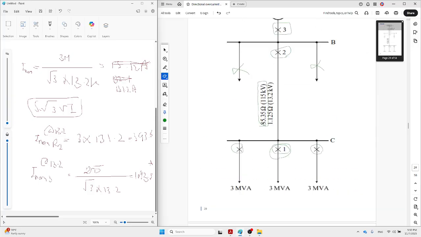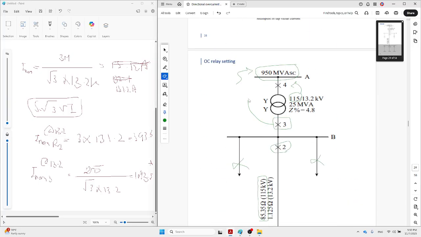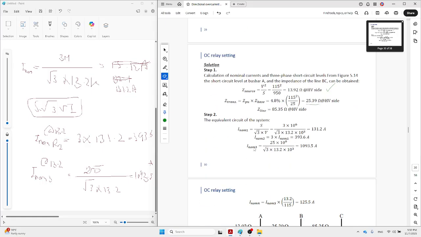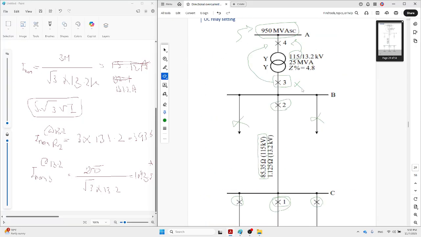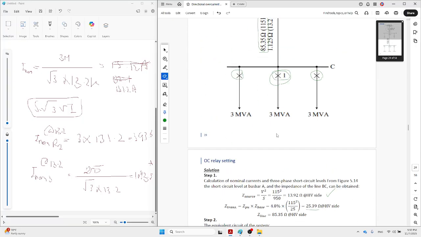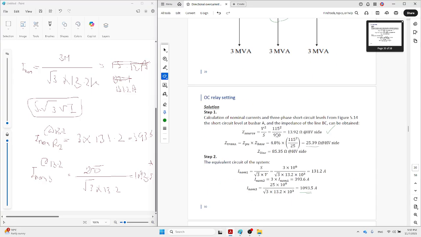For the other side of the transformer, you can easily use the transformer ratio to convert the current from this side to the other side. So it's 13.2 over 115. Of course, when the voltage increases, the current must decrease, and it is proven by this. See, this is the current at the secondary side of the transformer, and the primary side current is less. So right now, we know the impedances and the nominal current of the transformer.